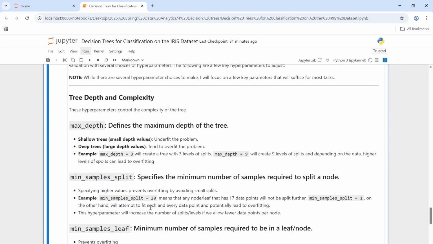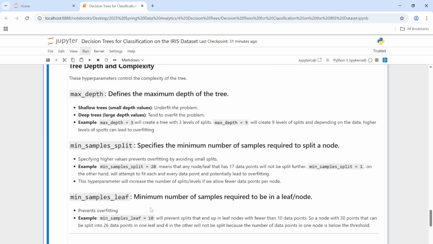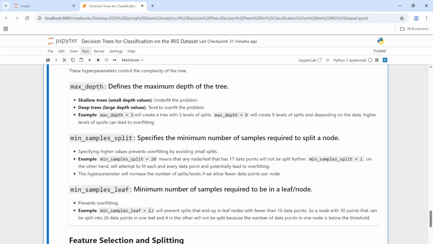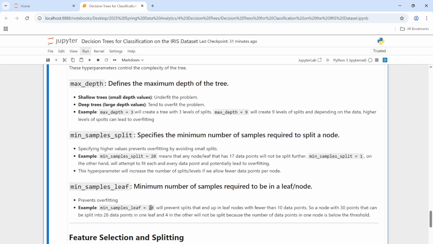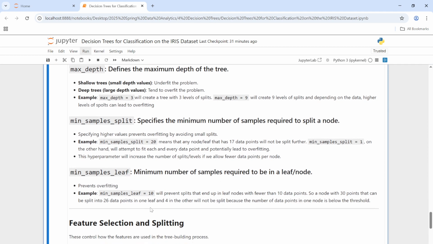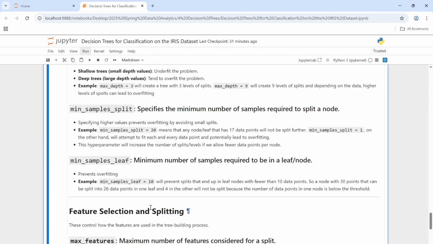It's going to control the degree of overfitting or underfitting. We have the first hyperparameter, which is max depth, and that controls how many levels of splits we're going to have in the tree. And largely, this would be the primary hyperparameter. We also have the minimum number of samples before you make a split.